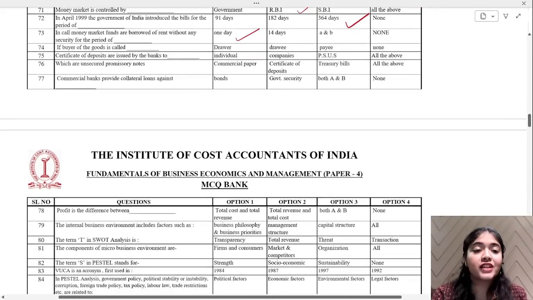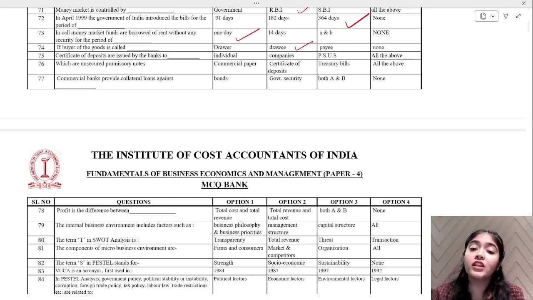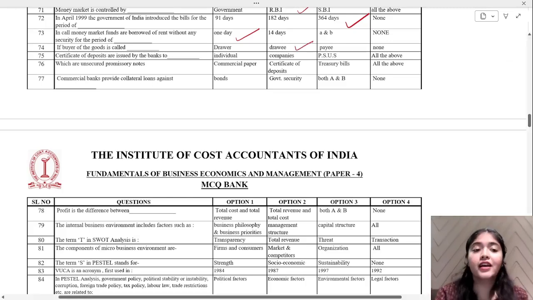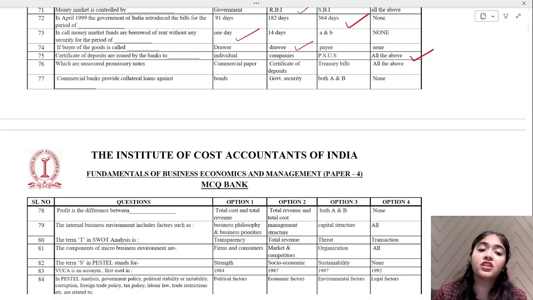Now we have your next one. If buyer of goods is called drawer, drawee, payee, or none. Yes, that is drawee because they are drawing the goods, buying, right? Certificate of deposits are issued by the banks to individual companies, PSUs, or all of the above. Yes, they issue the certificate of deposit to everyone. Everyone is depositing money, so they'll get it.